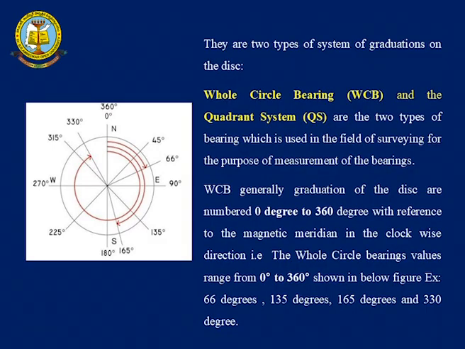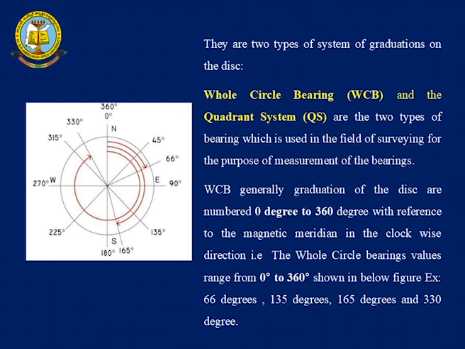In the prismatic compass you will learn about the whole circle bearing. This is very important, WCB, and the other is the quadrantal system. These are the two types of bearing used in the field of surveying for the measurement of bearing. Now, in the prismatic compass we will use WCB, that is, whole circle bearing. What is whole circle bearing? Let us see the figure.